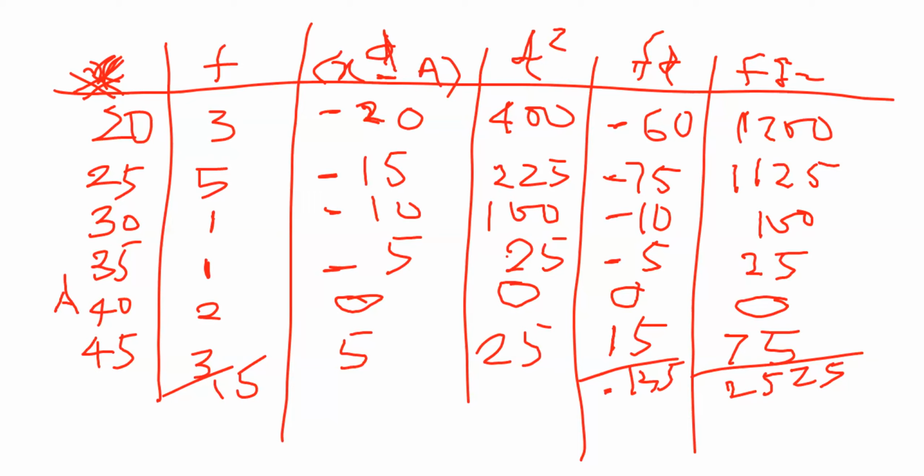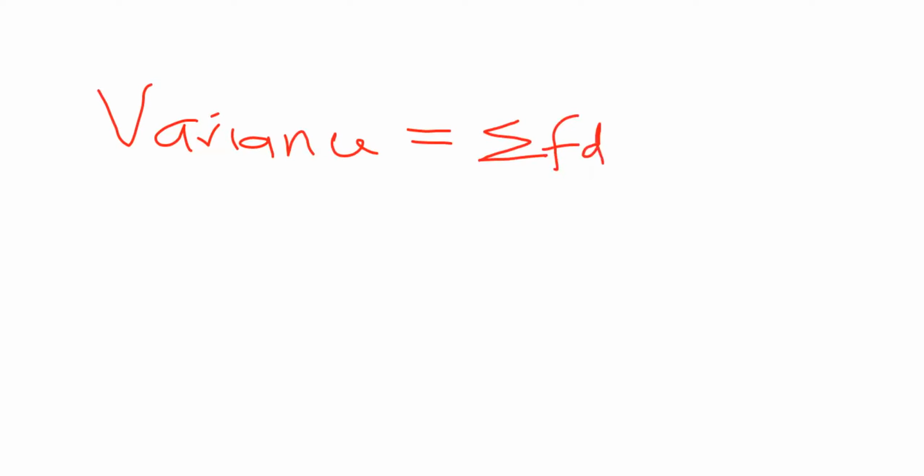So the next thing with this table that you have is for us to really calculate the variance. Variance is equal to the summation of FD squared over the summation of F, minus the summation of FD over the summation of F, all raised to the power of 2.